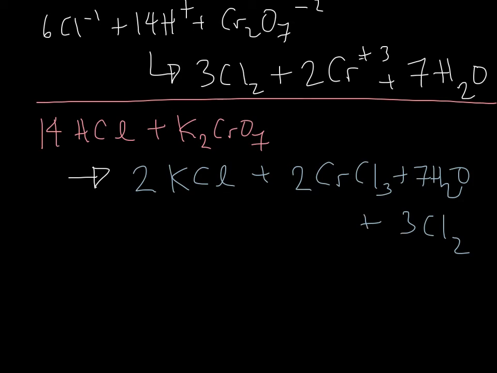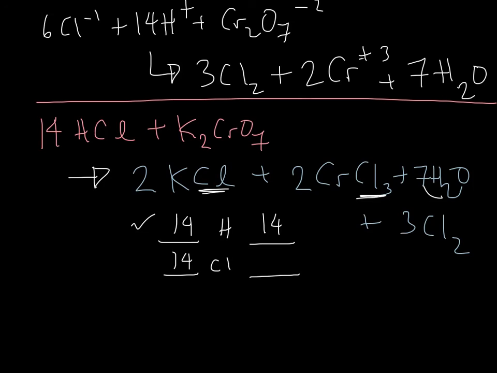Now I want to go back and make sure that my reaction is balanced on both sides. So first, let's start with my hydrogen. On the reactant side, I have 14. On the product side, I have 7 times 2, which is also 14, so that's balanced. Then I want to check my chlorines. On the reactant side, I have 14. On the product side, I have 2 from the KCl, I have 6 from the chromium 3 chloride, and I have 6 more, so that gives me 2 plus 6 plus another 6, which also gives me 14. So my chlorines are balanced, and that was the tricky one.